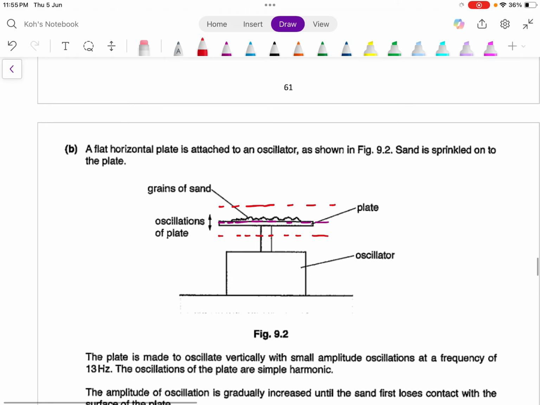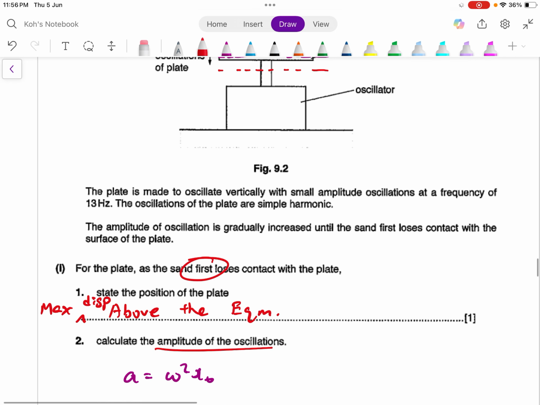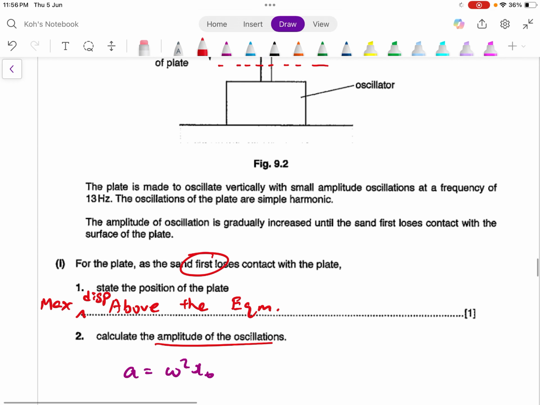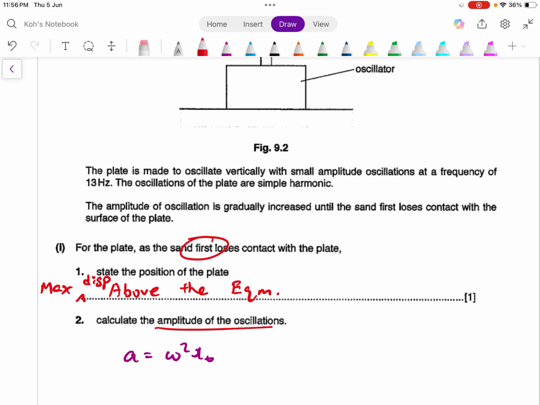Okay, so let's move on to part B. We have this horizontal plate attached to an oscillator, and of course some sand is being sprinkled on it. The plate is made to oscillate vertically with small amplitude at a frequency of 13 Hz. So the oscillation is SHM. I increase the amplitude such that the sand first loses contact with the surface of the plate. For the first part, as the sand first loses contact with the plate, what should be the position of the plate? It must be the maximum displacement about the equilibrium.